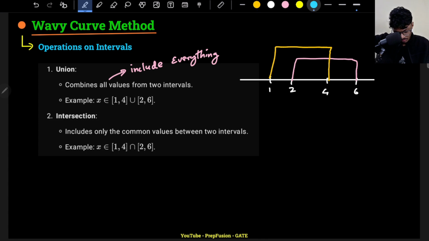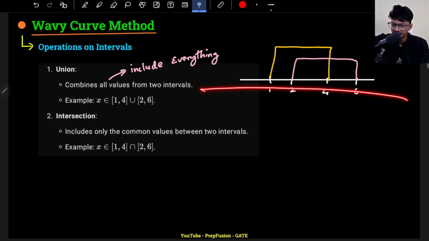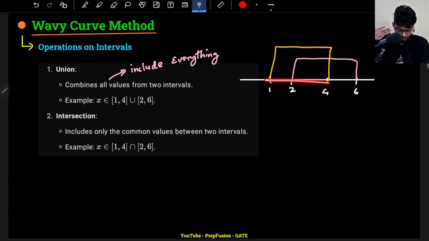One to 4 is here. So which region does my x belong to? Actually this is a 1D line only. To explain to you, that's why I have drawn this 2D. This is a 1D line. We should explain it in 1D, but you cannot understand it that way, so I will explain in 2D.